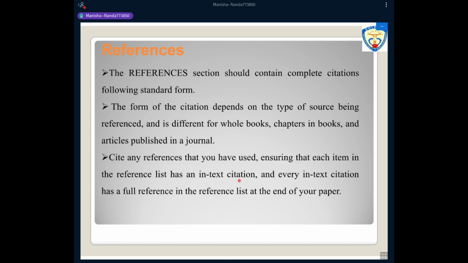The references that you have mentioned in this particular chapter or this segment of your dissertation should always match with all the references that you have mentioned in text. And every in-text citation has a full reference in the reference list at the end of your paper. So the point is you just have to match your in-text references with those that have been mentioned in the list in the last segment of your report.